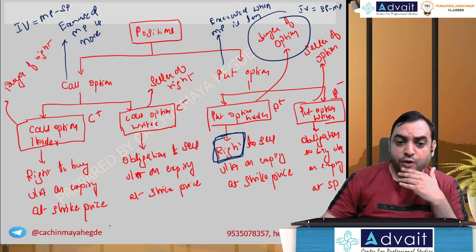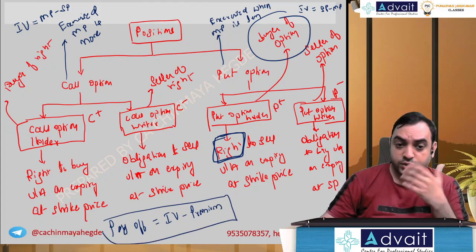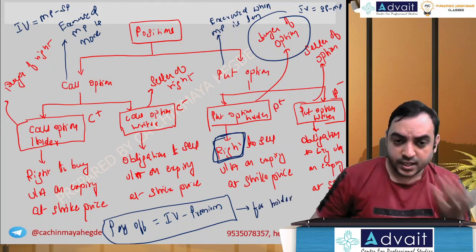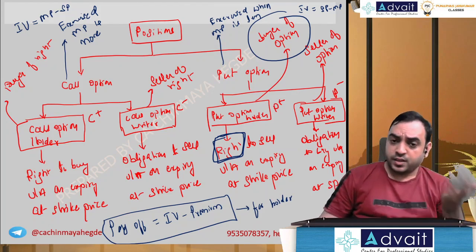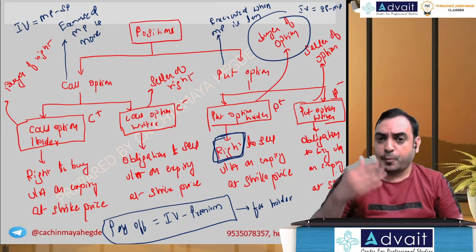And in general, payoff or net profit is given by intrinsic value minus premium. This is for the holder. For both types, this is for the holder. And opposite for the writer. Premium minus intrinsic value is for the writer. You just write for holder, opposite for writer.